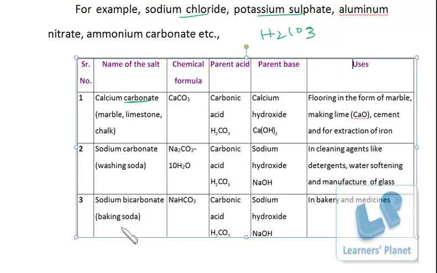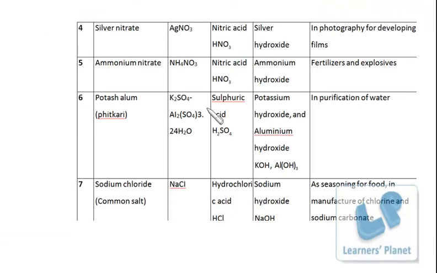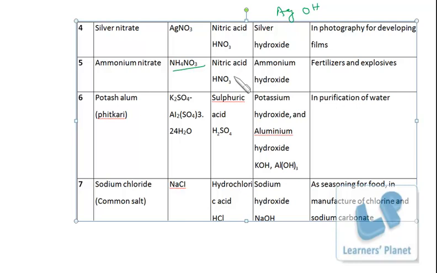Similarly, we have sodium bicarbonate, that is baking soda, that is used in baking cakes and pastries and biscuits and all that. The formula is NaHCO3, really important. It is produced when carbonic acid reacts with sodium hydroxide. Okay. Similarly, we have some more examples, so you must be knowing all these. Silver nitrate, that is AgNO3, is produced when nitric acid reacts with silver hydroxide, AgOH. Okay. Ammonium nitrate, NH4NO3, is produced when nitric acid reacts with ammonium hydroxide.